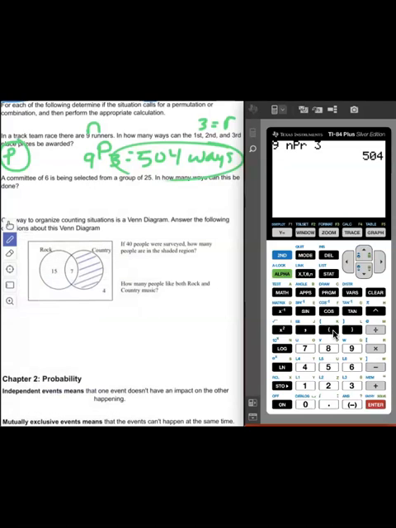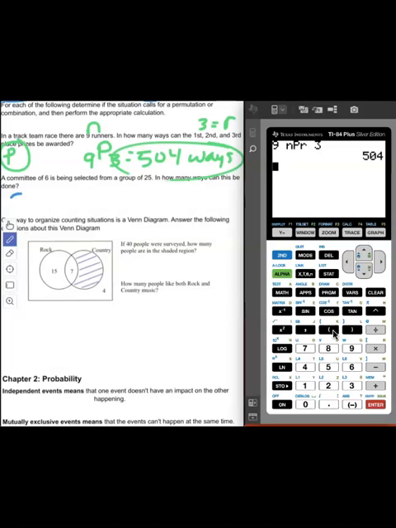Then they want to know how many ways can this be done. So there's not specific jobs for the committee. Sometimes we saw problems that had president, vice president, treasurer, all those things. This is just saying out of a group of 25, how many ways can I get 6 people? So it doesn't matter if you're the first person selected to the committee or the 6th. At the end of the day, you are in the committee.